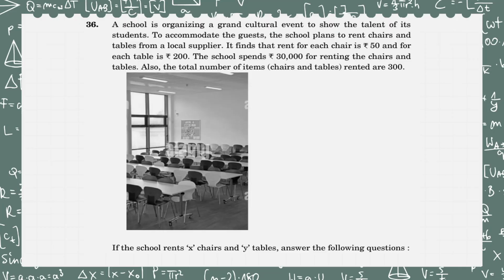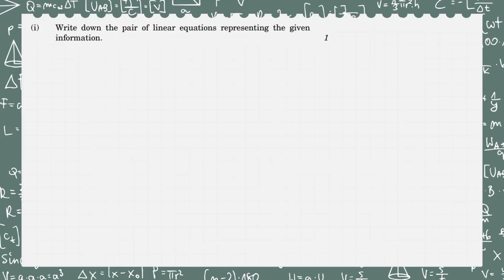So, this is a linear equation based case study. So, let us try to understand. For an event, the school organization is renting some chairs and tables. The total number of items, all items together, is 300, and the rent for one chair is rupee 50 and rent for one table is rupee 200, and they are spending a total of 30,000 for this renting purpose. So we need to answer the following questions. Question number 1. Write down the pair of linear equations representing the given information.